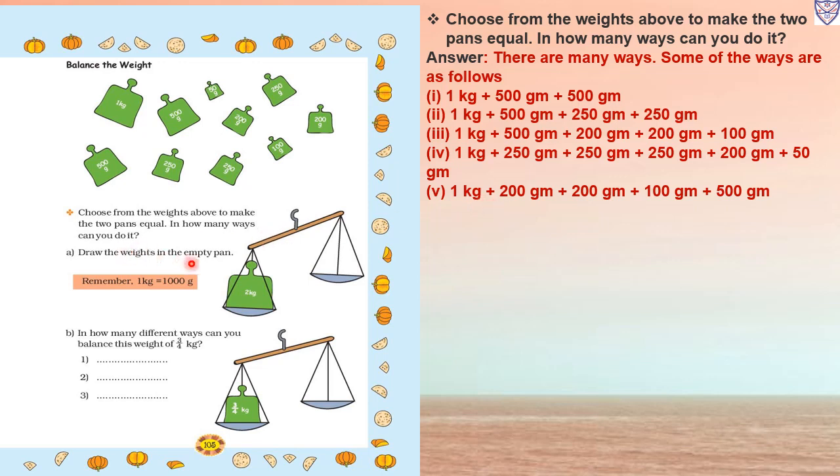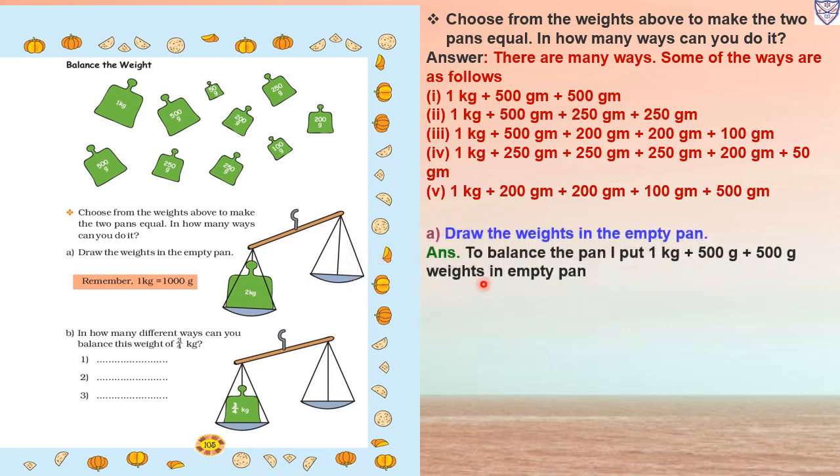Now draw the weights in the empty pan. So here you have to draw how many bags you will keep. So to balance the pan, I put 1 kg. So the 1 kg bag you have to draw here. Then plus a 500 gram bag. Then again a 500 gram bag. So it will become balanced. Now remember, 1 kg equals 1000 gram.